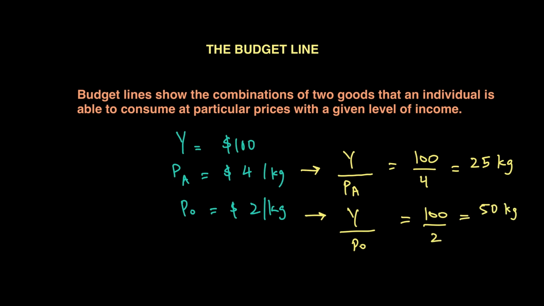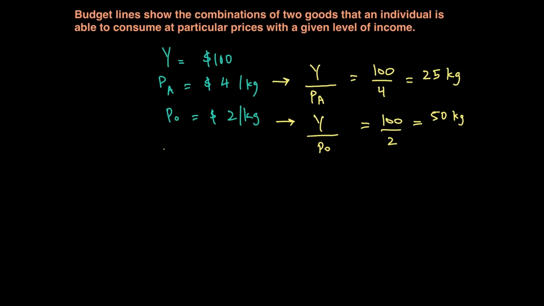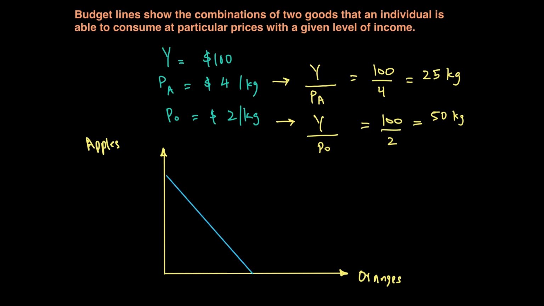We can now plot this information on a graph, because we know these two combinations are 25 of apples with no oranges, and another combination is 50 of oranges with no apples. So if I put apples on my y-axis and oranges on my x-axis, I will have a linear line, something like this, where one of the points is 25 and another point is 50 here. Now, these are not the only two combinations. There could be some combinations somewhere in the middle as well.